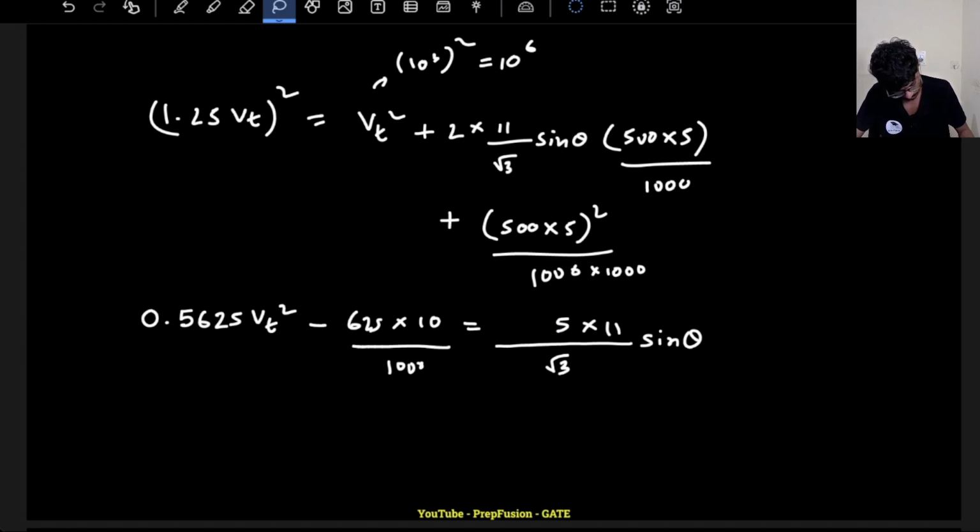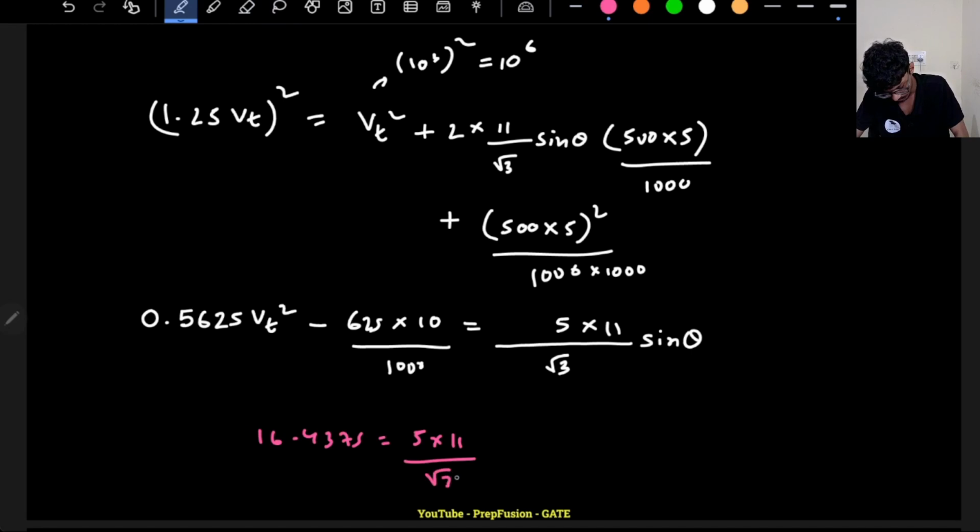So this will be 6.25, so this will be 16. Remember, 16.475 is equal to 5 into 11 divided by root 3 into sine of theta. So your sine theta is equal to, into root 3 divided by 55, which is 0.517. Now if you see, your sine theta is coming out to be positive.